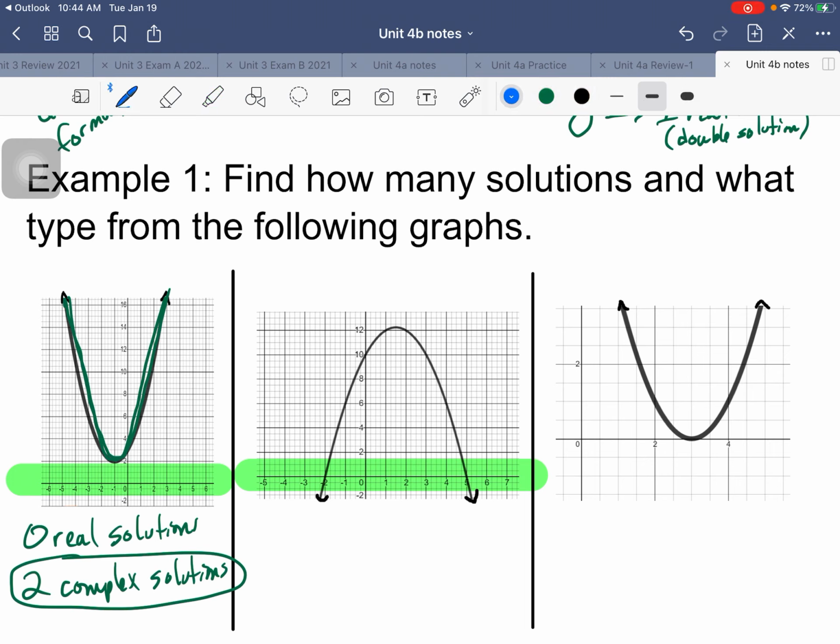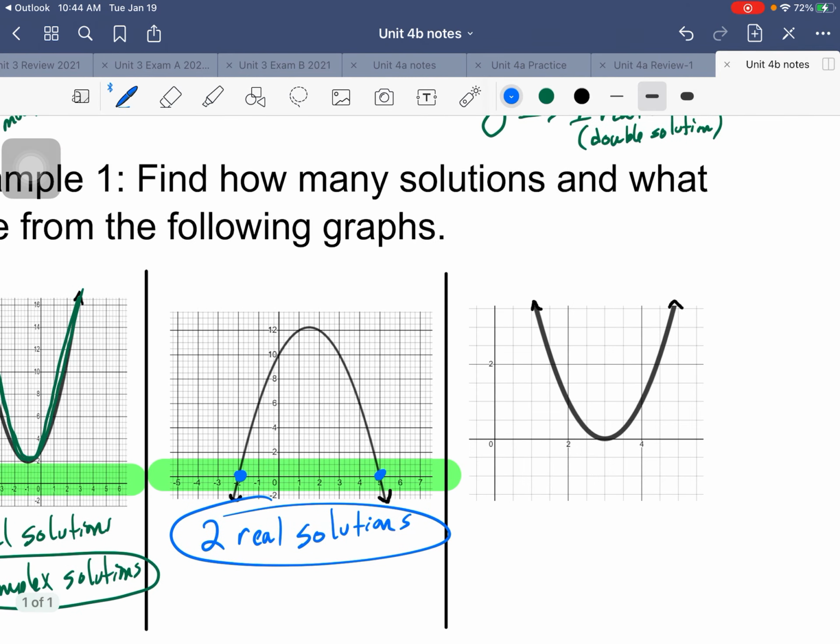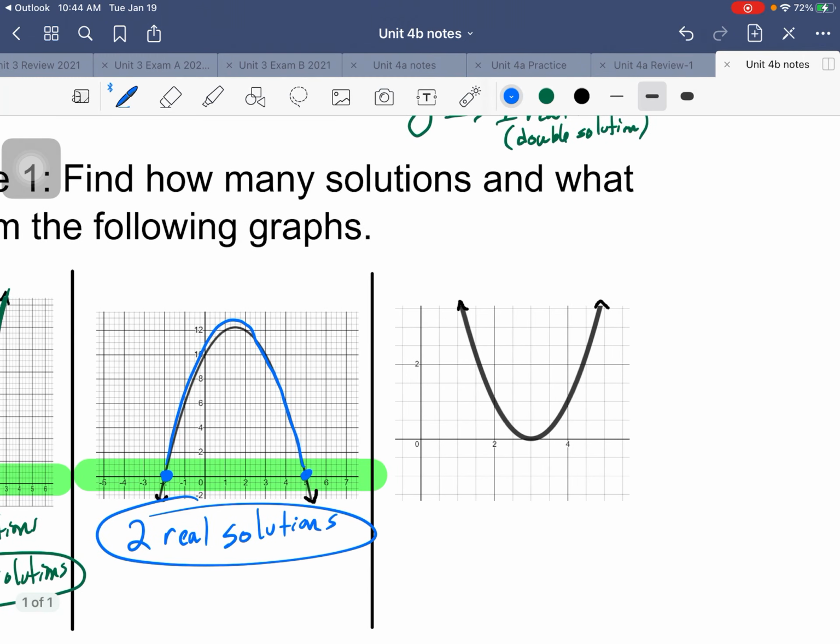On the second one, we're looking at the x-axis. Where does the graph intercept the x-axis? Well, right here, these 2. So there are 2, and those are real solutions. They're at -2 and 5. Those are real numbers, not imaginary numbers. So 2 real solutions, and there'd be 0 complex, because again, it's a quadratic. There's 1 slope, 2, so it's a quadratic. Or you could look at the shape of the graph.